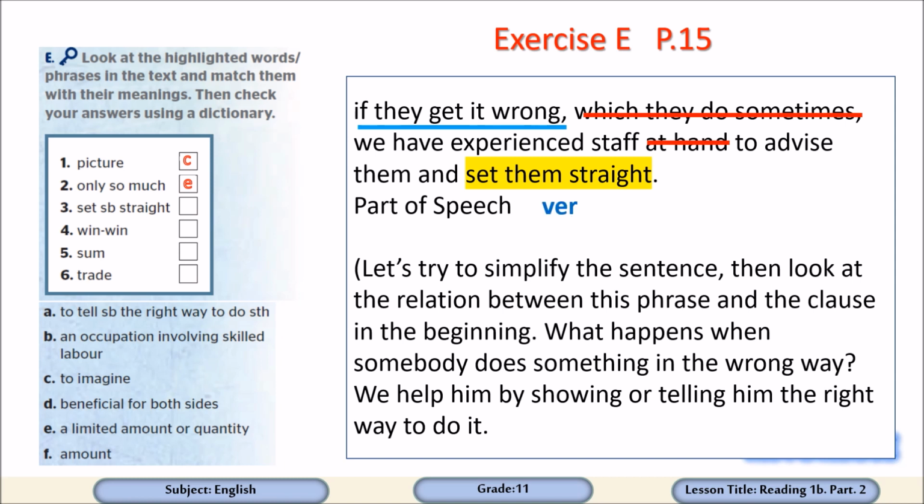We understand that the part of speech is a verb. Now, what happens when somebody does something in the wrong way? We help them by showing them or telling them the right way to do it. So what can be the answer? Yes, very good. The answer is A, to tell somebody the right way to do something.